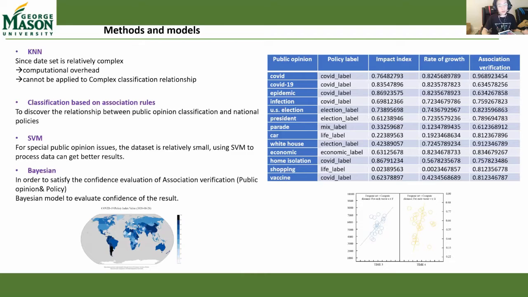In the end, I got my final result. In order to improve the confidence in my final result, I propose using Bayesian theory to find the confidence. Here, I call it association verification.